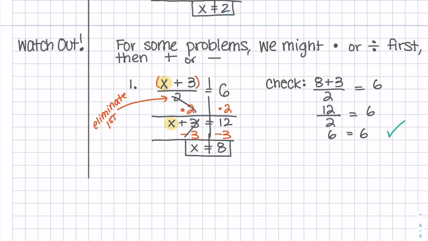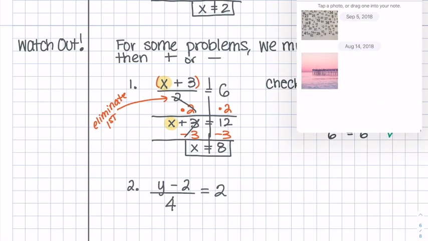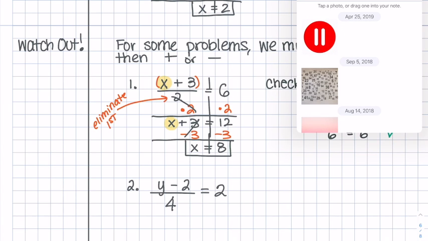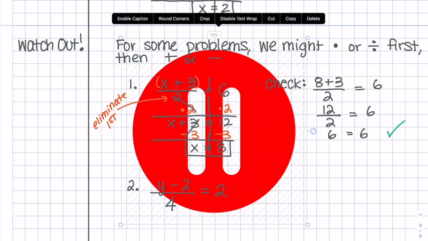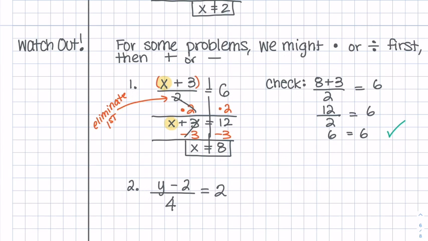I'm going to make you guys do one problem on your own before we stop this video. All right, so the problem I want you guys to do is going to be y minus 2 divided by 4 equals 2. So right now, pause the video and try this problem out. Okay, hopefully you were able to solve this problem. We're going to go over it real quick.